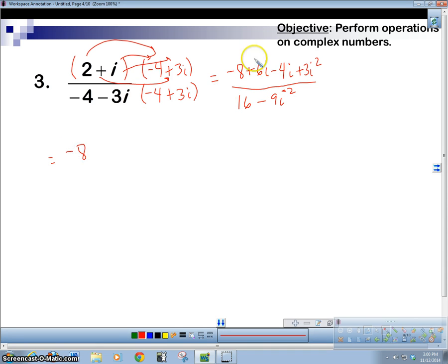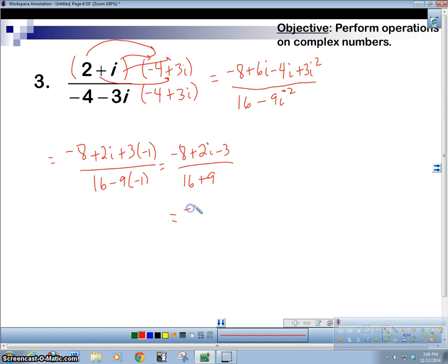We got negative 8. We're going to add like terms for these two guys right here, and we're going to have 2i plus 3. And remember that i squared is negative 1. 16 minus 9, i squared is negative 1. Okay, so we got negative 8 plus 2i minus 3 over 16 plus 9, which is going to give us negative 11 plus 2i over 16 plus 9 is 25. Okay, and again I want to split this up, so negative 11 over 25 plus 2 over 25.